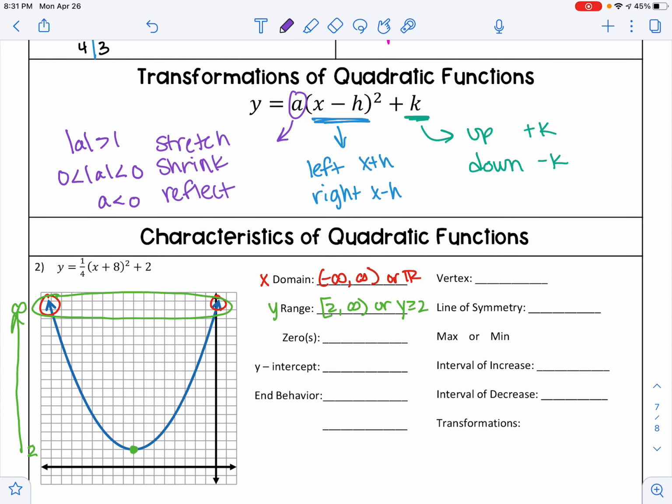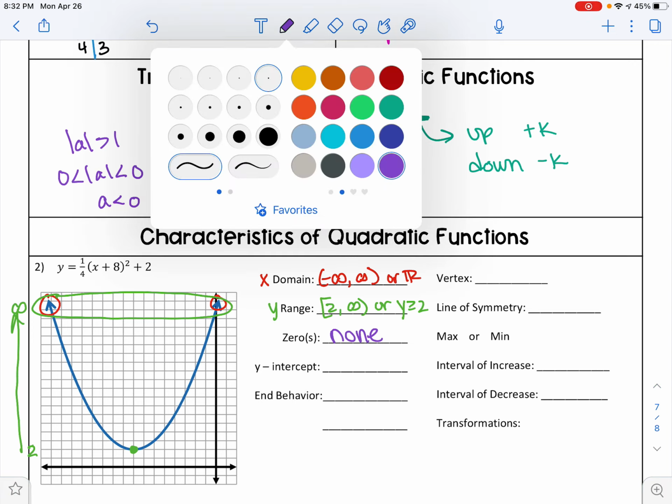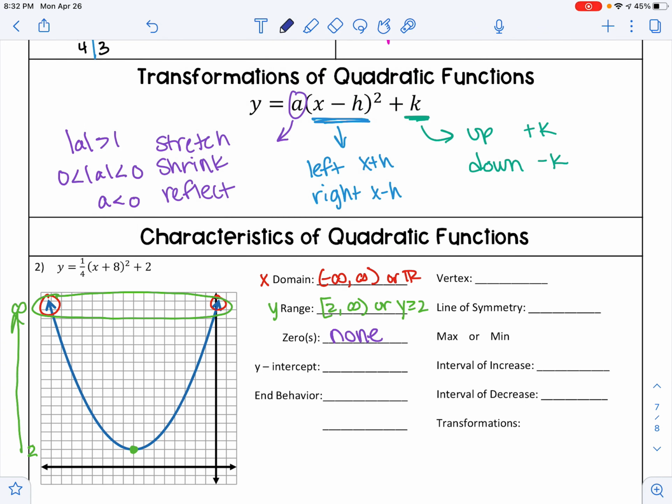Your zeros are your x-intercepts, and that is where your parabola crosses your x-axis. This parabola does not cross my x-axis, nor will it ever, so I do not have any x-intercepts. Your y-intercept is where your curve crosses your y-axis, and that's right here. And that's, let's see, 1, 2, 3, 4, 5, 6, 7, 8, 9, 10, 11, 12, 13, 14, 15, 16, 17, 18.